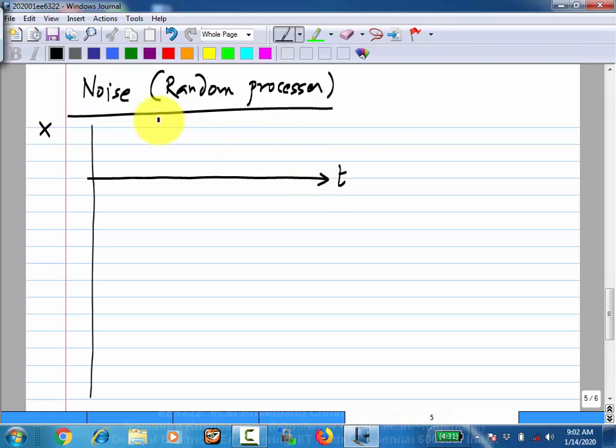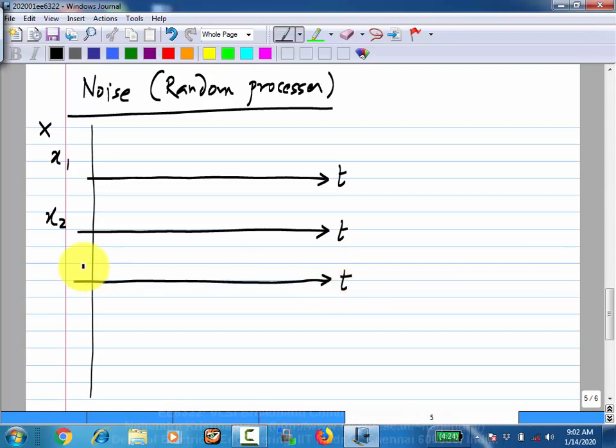Now, the distinguishing feature about a random process is that you can have an ensemble, you can have many instances of the same experiment. For instance, it could be that you have many 1 kilo ohm resistors and you measure the noise in each one of them. Okay. So what happens is that each instance will in general have a different value. So these are all basically different instances of the same random process. Okay.